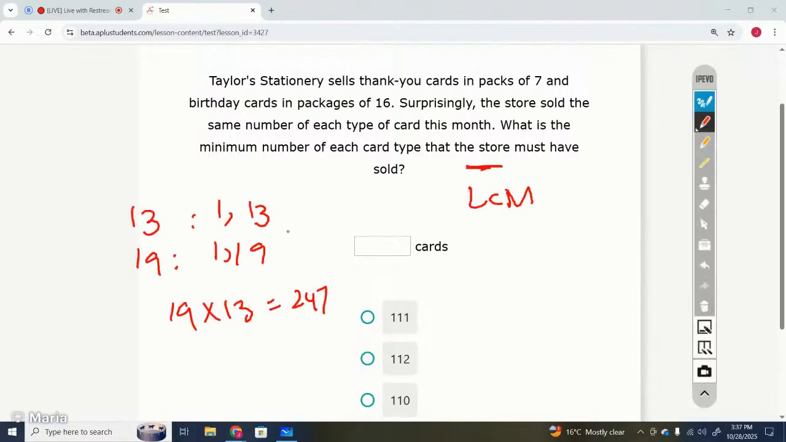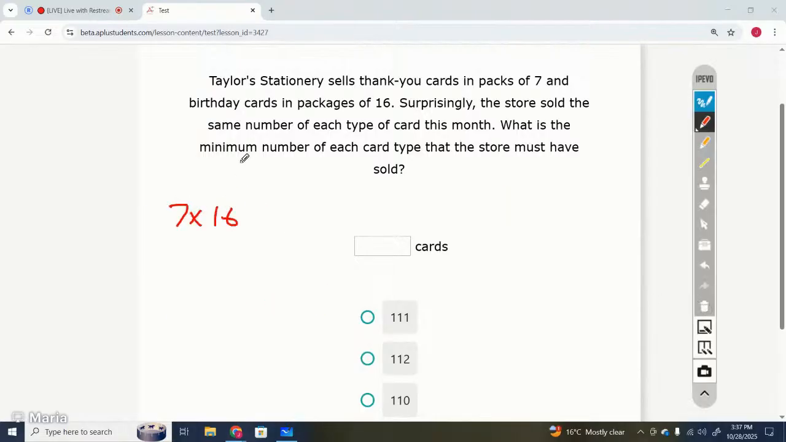So the numbers are 7 and 16. 7 is a prime number. You need to calculate the minimum number. You need to calculate the LCM. So 7 is a prime number, you simply have to multiply them. That is 112, option number 2 is the correct option.